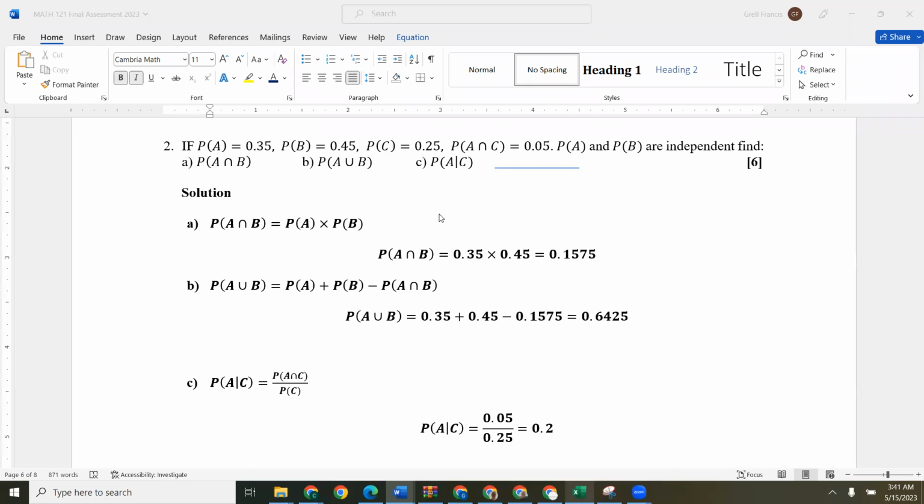So number 2 is testing your skills in the use of algebraic set notation formulas to do a probability analysis.